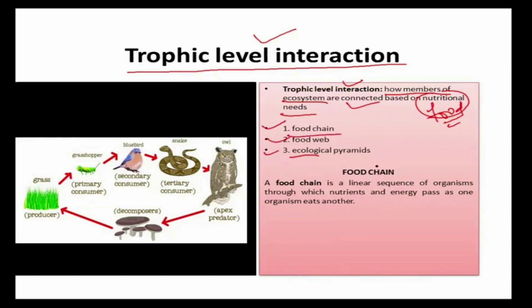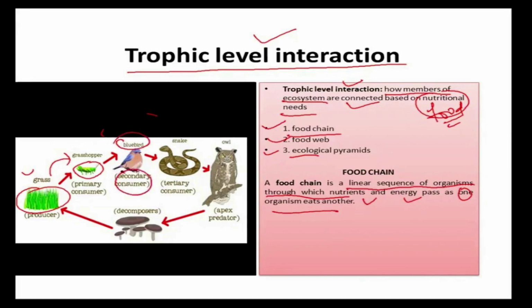A food chain is a linear sequence of organisms through which nutrients and energy pass as one organism eats the other. Here is an example of a food chain. These are our producer grasses, and the grasshopper will eat this grass. So the energy is flowing from the grass to this grasshopper, and this bluebird, the secondary consumer, can eat this grasshopper.